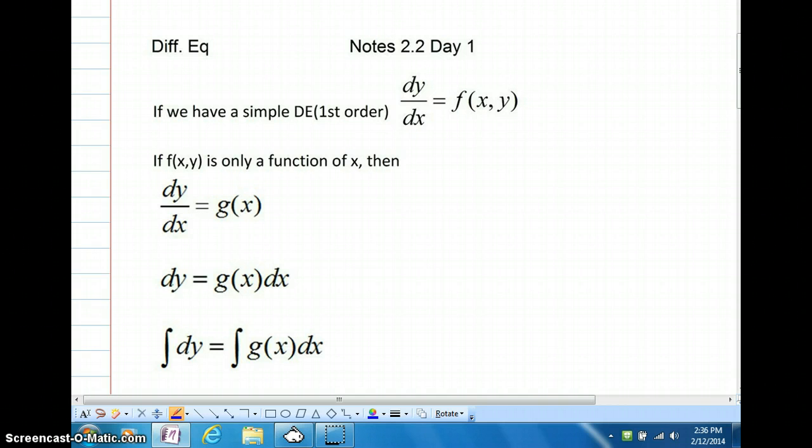And what better way to have a collaboration Wednesday than to do separable differential equations? You've done them before, and this is so wonderful that today's lesson is going to be super short.